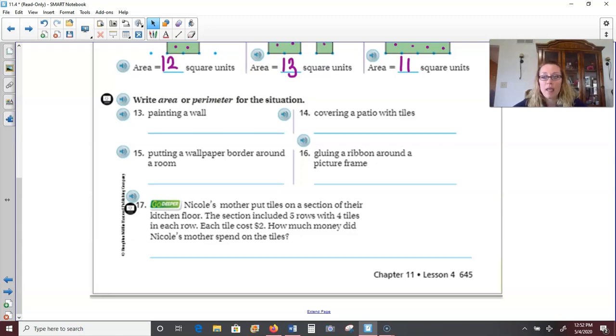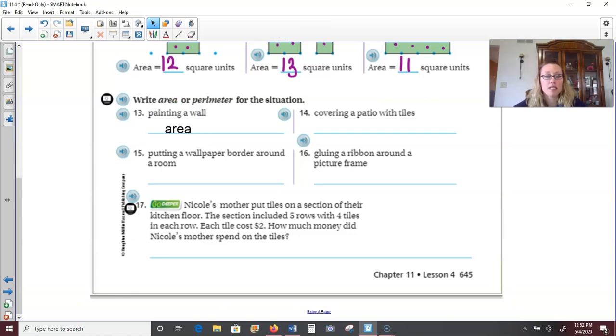So let's say I'm painting a wall. Do I need to know just the perimeter, the outer part of the wall to paint? Or would I need to know the whole area of the wall to make sure I get enough paint? I'm going to need to know area for painting a wall.